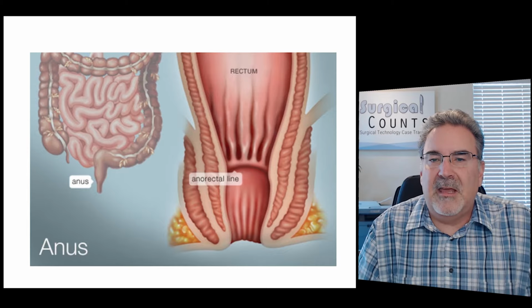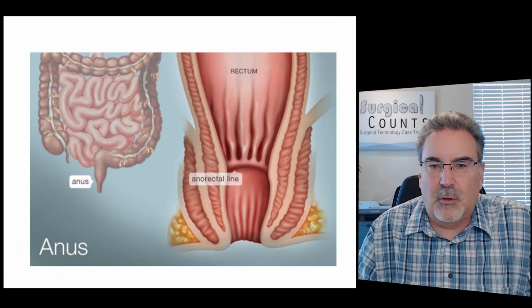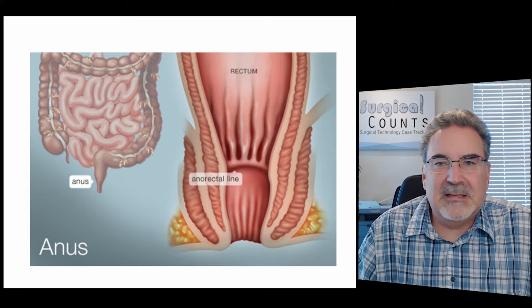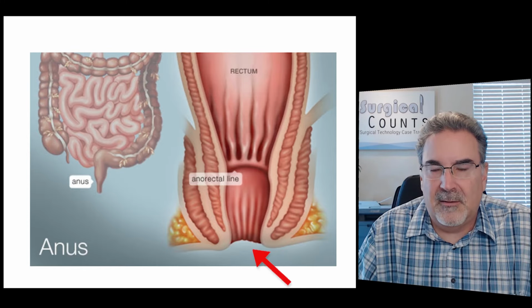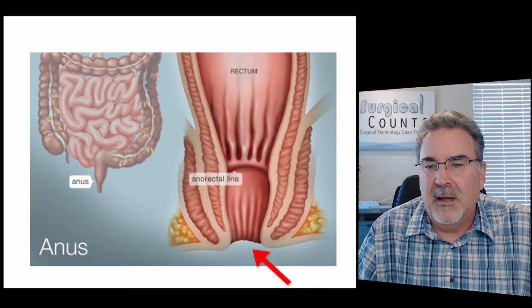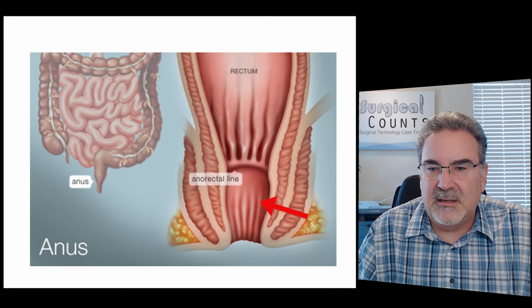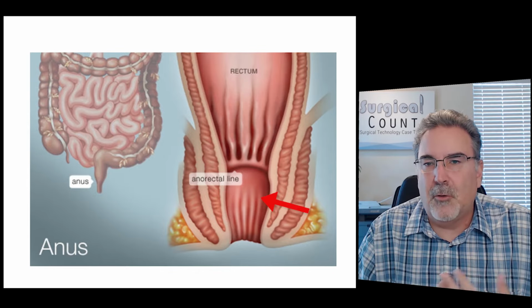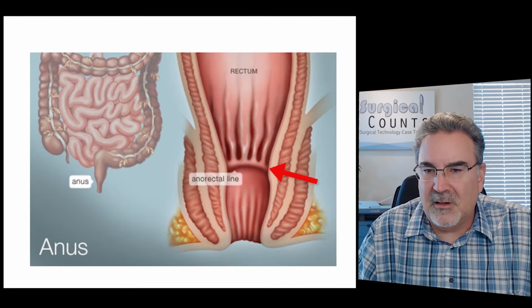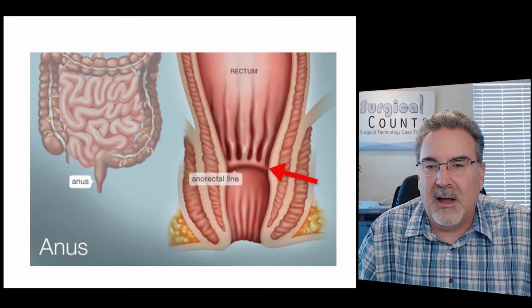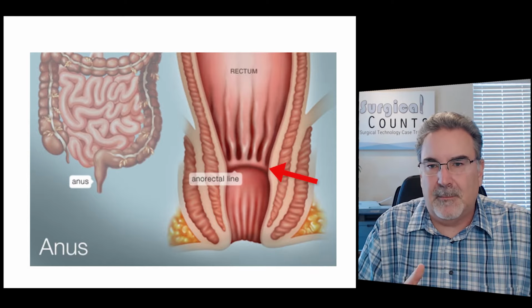So let's look at the rectum and the anus a little bit more closely. And there actually is a difference between the two. So most people would think of the anus as the opening of the large intestine to the outside. But actually the anus goes into the body about an inch or two before it turns into the rectum. All right, so there's actually a little fold here, a little line called the anorectal line that separates the rectum from the anus.